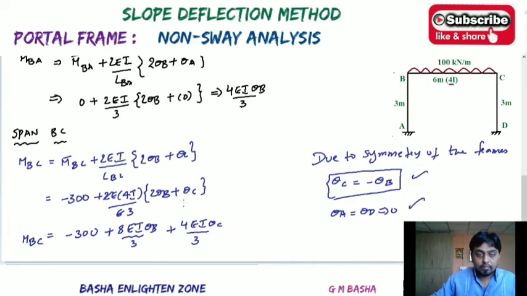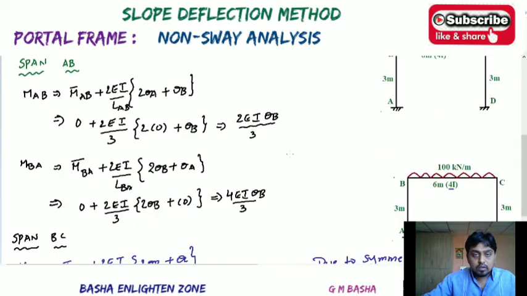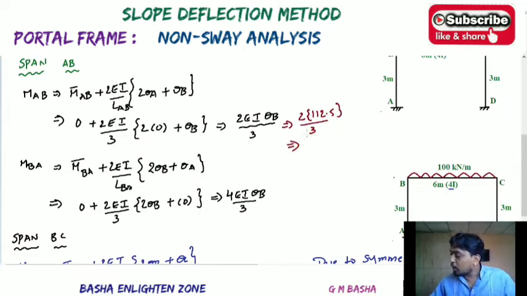So first, in the span AB, wherever EI theta B appears, substitute 112.5 and simplify here. After simplifying, how much will you get? 2 into 112.5 will be equal to plus 75 kilonewton meter.